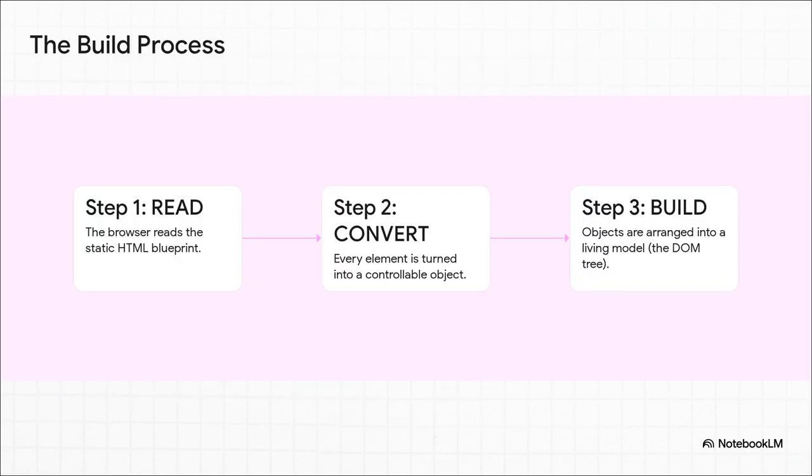And the process for this is actually pretty simple. Step 1. The browser reads the static HTML file, the blueprint. Step 2, it converts every tag it finds into one of those controllable objects we were just talking about. And finally, step 3, it builds those objects into that organized tree structure, the DOM, which is a perfect, living representation of the page.